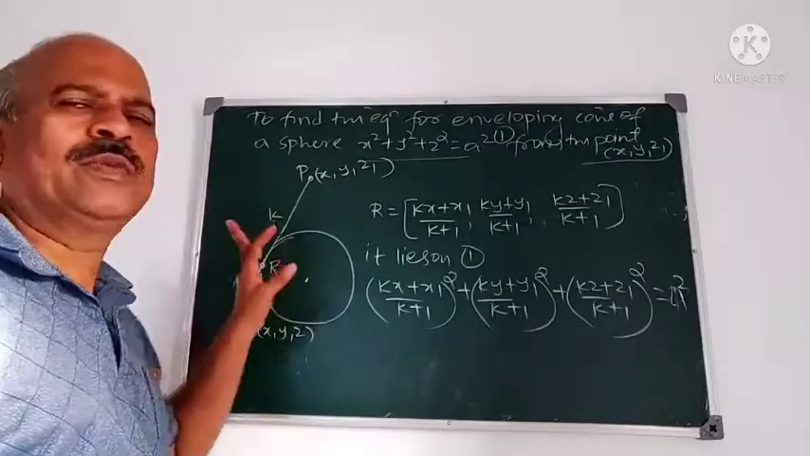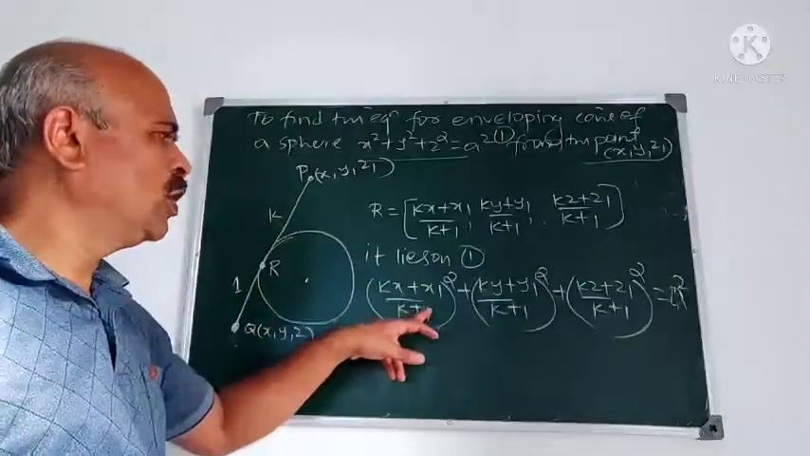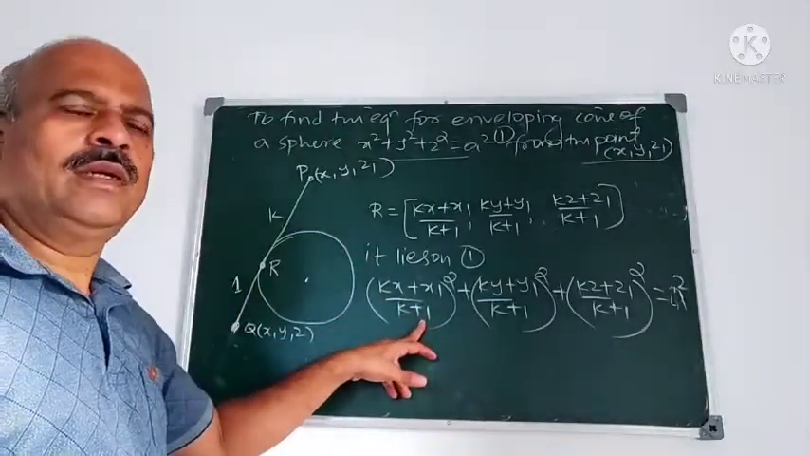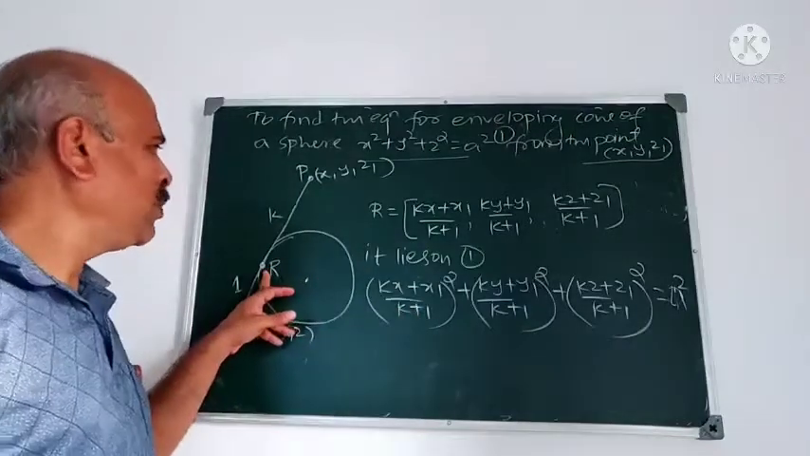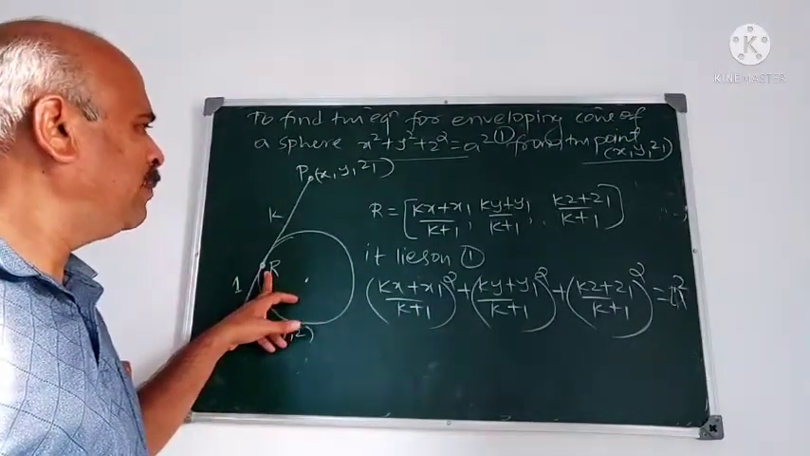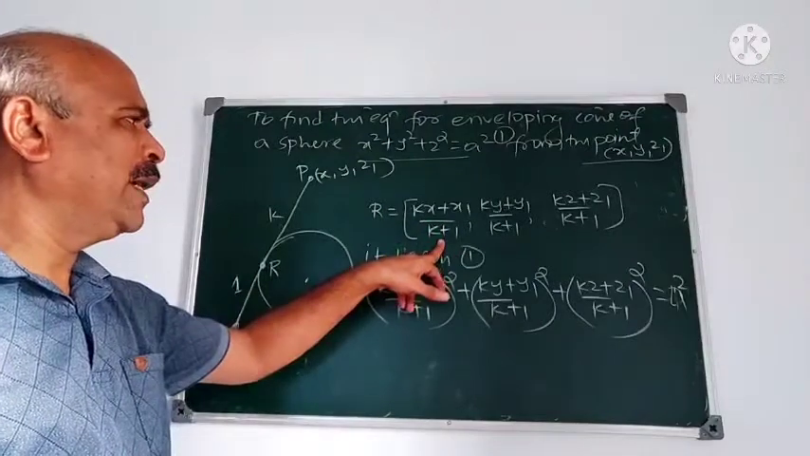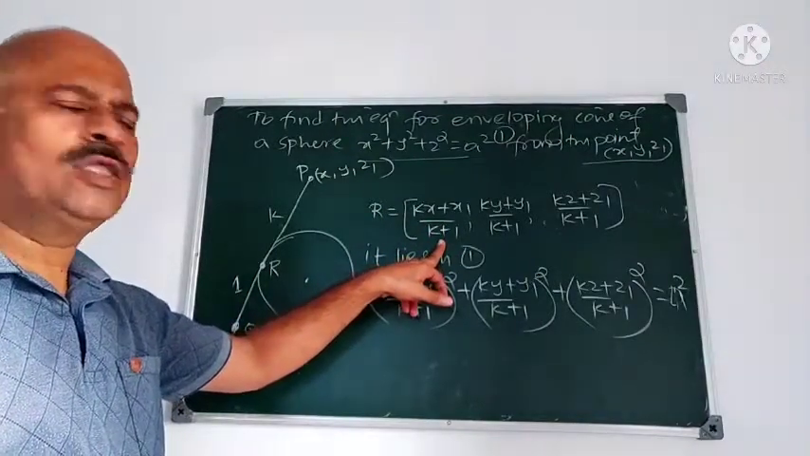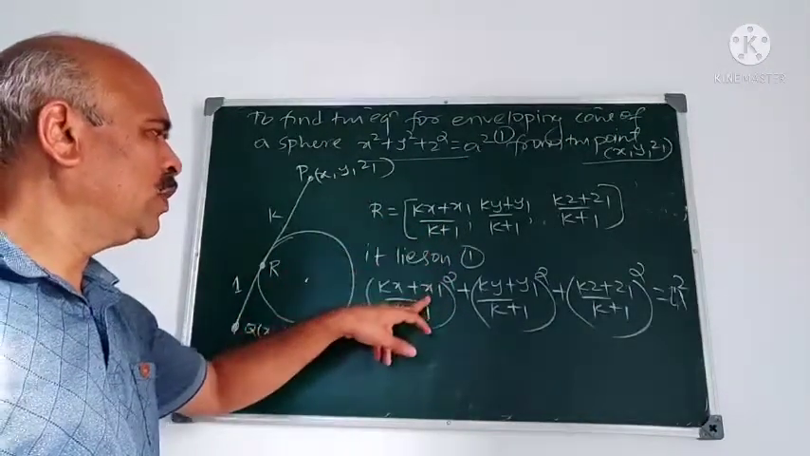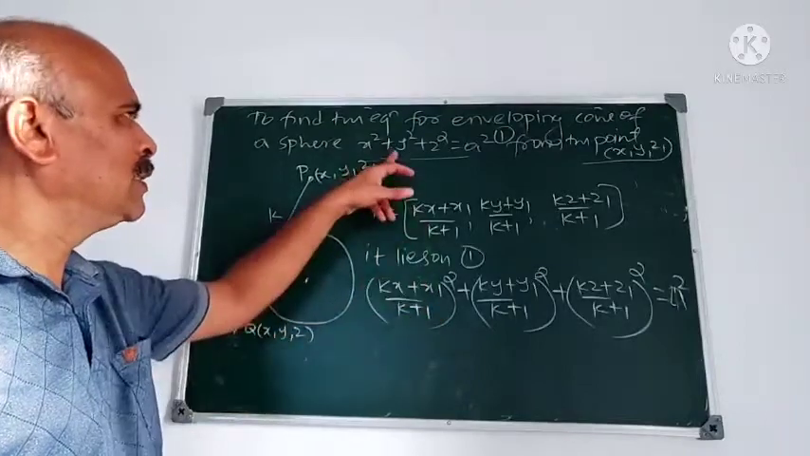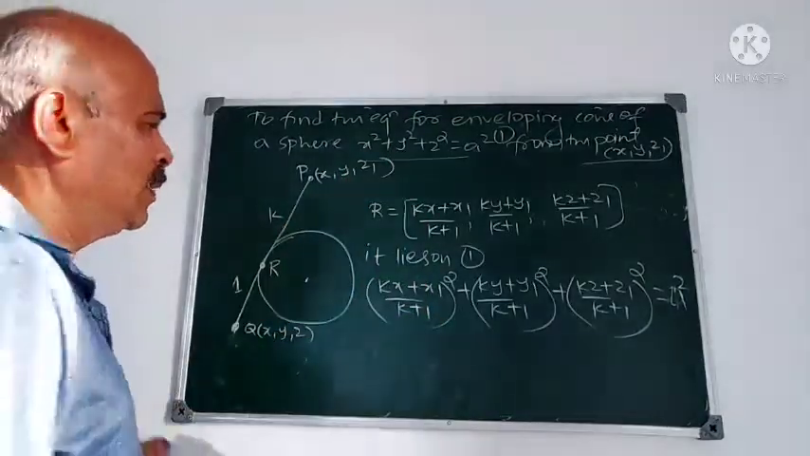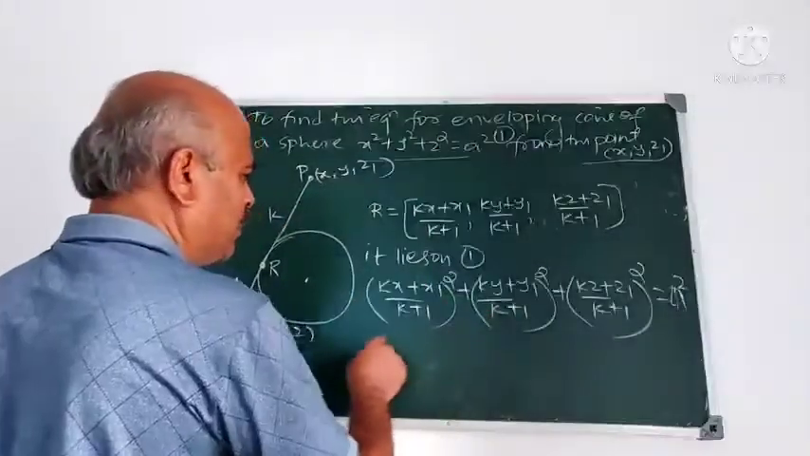PQ must touch the sphere, but it should not intersect the sphere. We have taken R as the point of contact of the sphere and the line, and R divides PQ in the ratio k:1. We have obtained this, and we have substituted this in the equation of the sphere. This is quadratic in k.